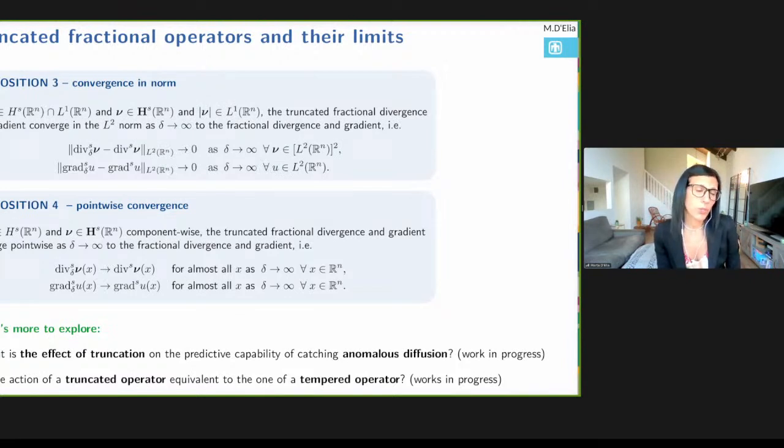We know that the solutions of the truncated fractional Laplacian converge, as delta goes to infinity, to the solutions of the fractional Laplacian in H^s and in L2. But there's still the question of understanding what type of solutions we're looking at. And also something that we are investigating right now is the relationship between truncated fractional operators and tempered fractional operators. And there's evidence that with specific choices of truncation parameters, so with specific choices of delta, truncating is equivalent to tempering. And why is this good? This is good because, once again, tempered operators act on infinite domains while truncated operators act on finite neighborhoods.